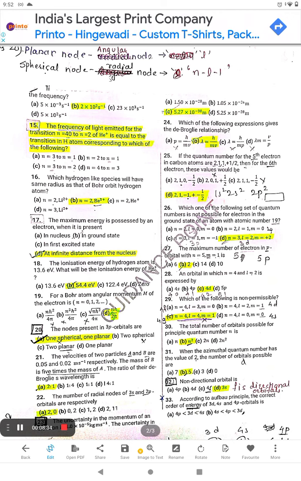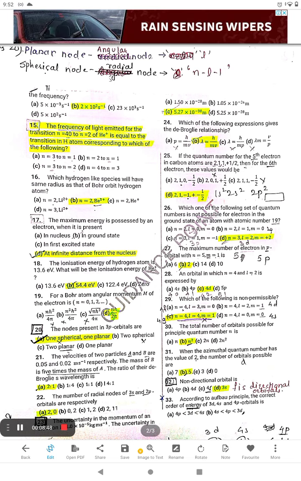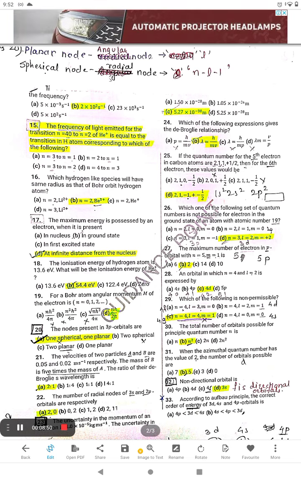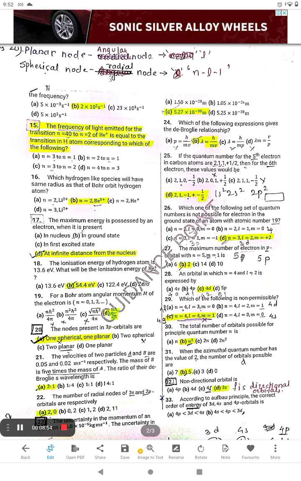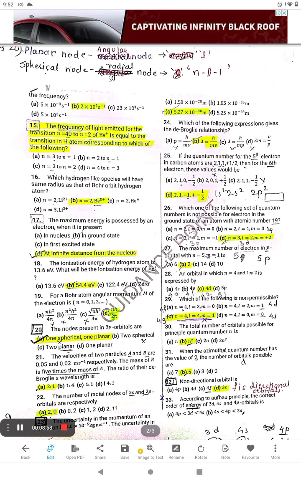Yeah, sorry, actually I made a mistake. I was not remembering. Just remember that we represent azimuthal quantum number orbitals as s, p, d, f. s is 0, p is 1, d is 2, and f is 3. So now angular node, that is planar node.